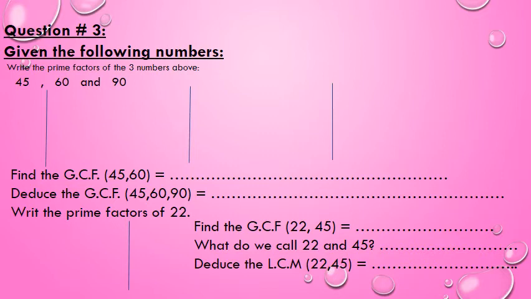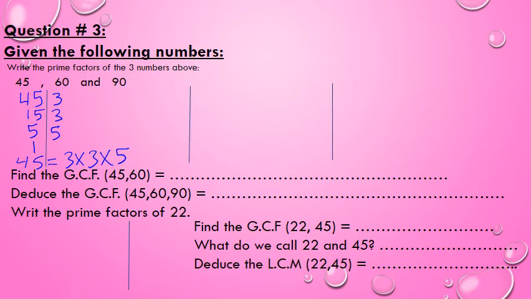What are the 3 numbers? 45, 60, 90. The first number is 45. Can you give me the prime factors of 45, Hassan? By 3 it's 15. By 3, it is 5. Yes. By 5, it's 1. So the prime factors of 45 are 3 times 3 times 5.